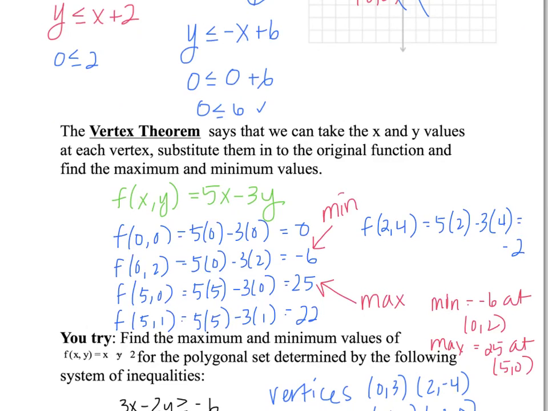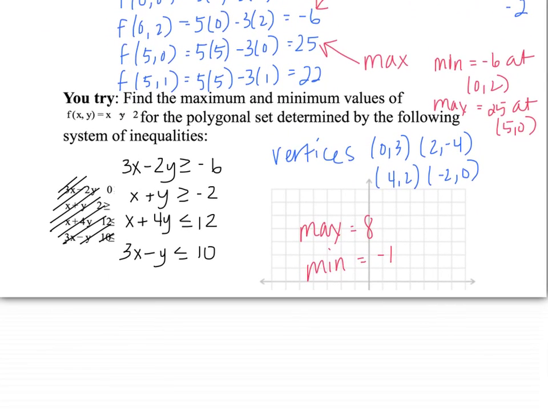So that is how we can use the vertices. The vertex theorem says the vertices of the convex polygonal set can give you the maximum and minimum values of the function. So I'd like you to try this next one.